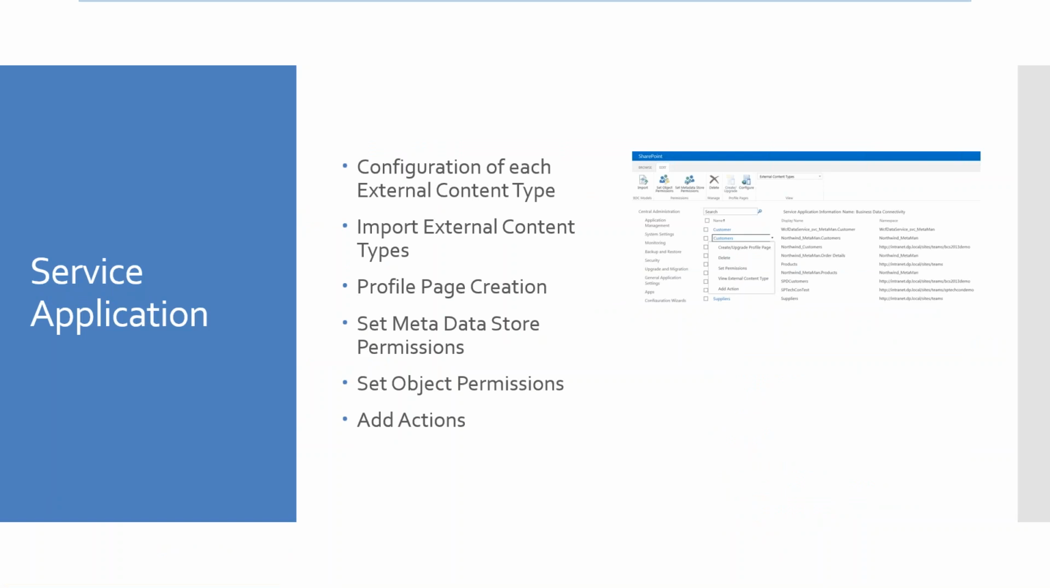The service application you saw me jump into a minute ago allows me to go through and set permissions on each external content type as well, so we can choose who's allowed to see this data. Just because it's in SharePoint doesn't mean that everybody that can access SharePoint can see the data. You have to go through and set permissions on who can see the data as well.